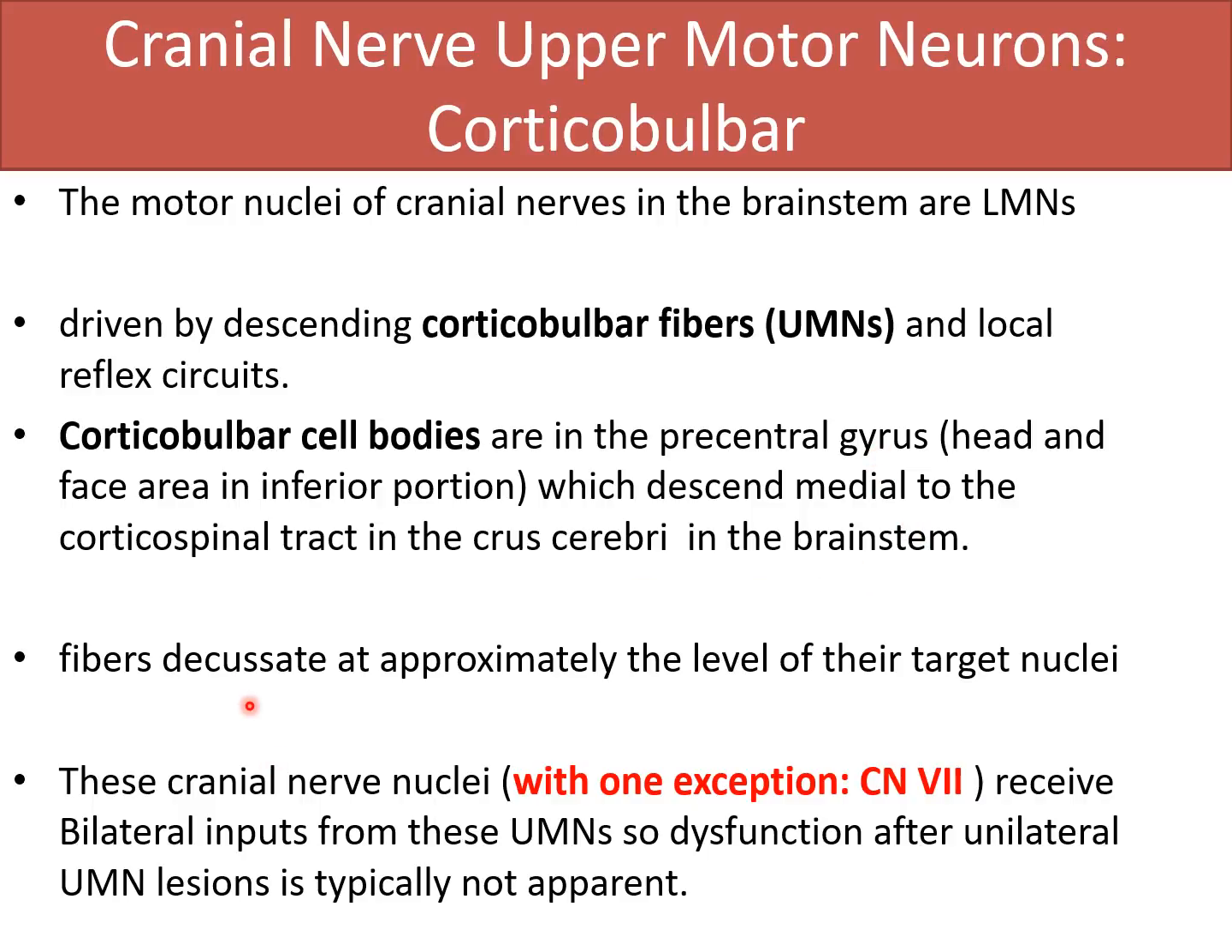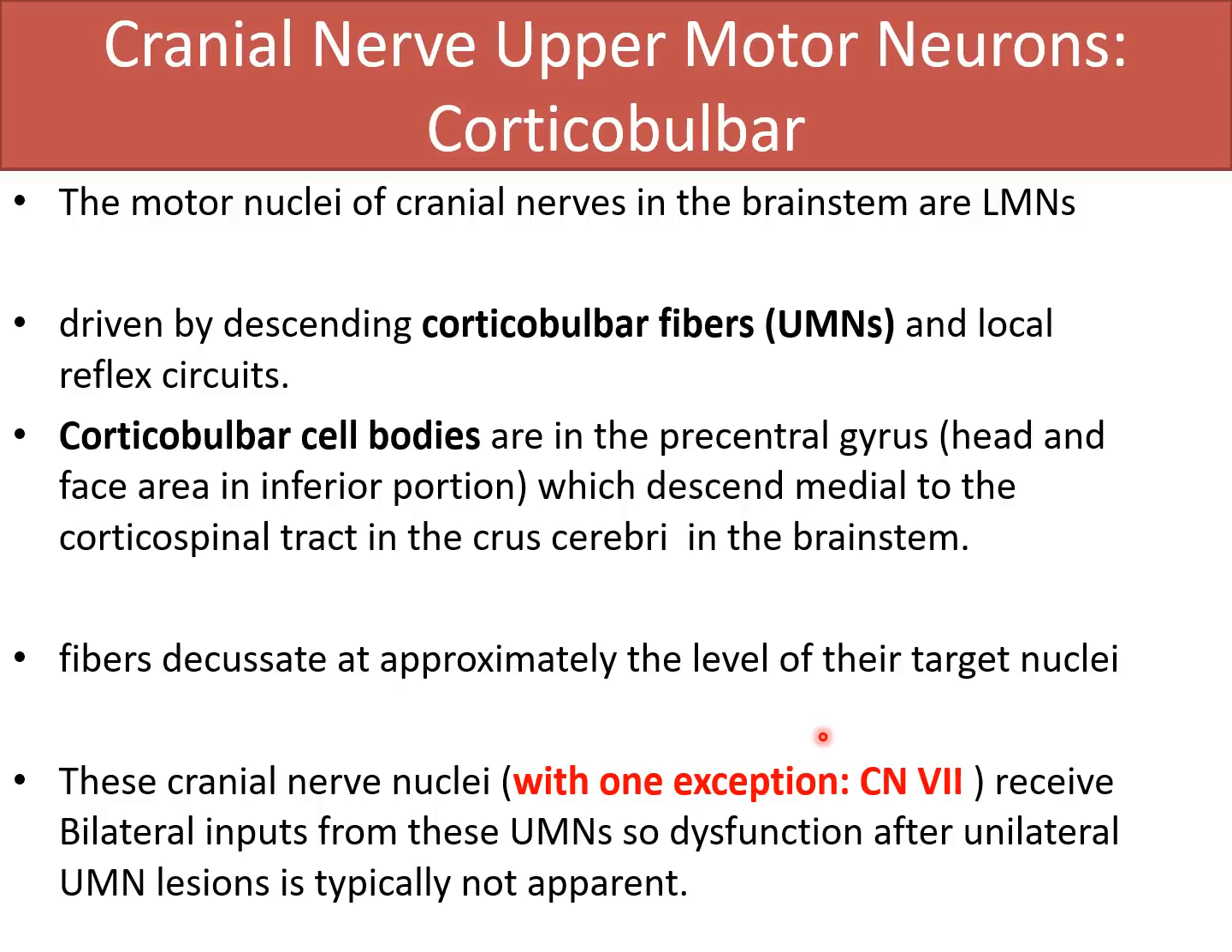They decussate roughly at the level of their target. So for cranial nerve 7, the fibers come down and cross over at the pontine level. For cranial nerve 12, the fibers come down from one side and will cross over at the medulla to reach cranial nerve nucleus 12.